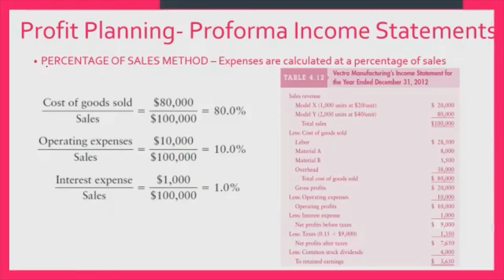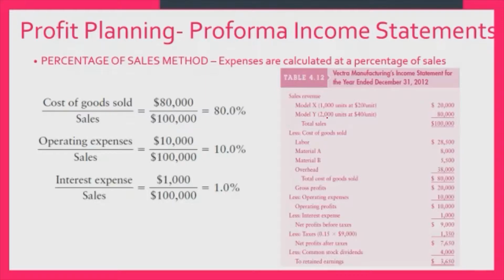There are two methods, the percentage of sales method. In this method, expenses are calculated as a percentage of sales. So how do we estimate what our operating expenses and interest expenses will be? How do we determine that for the following year? We use the percentage of sales, and it simply says the item we're trying to estimate divided by sales, multiplied by 100.